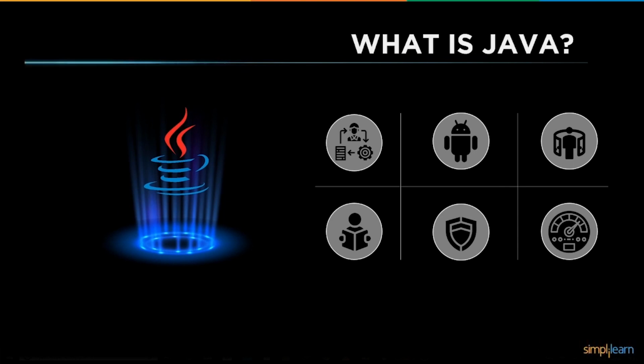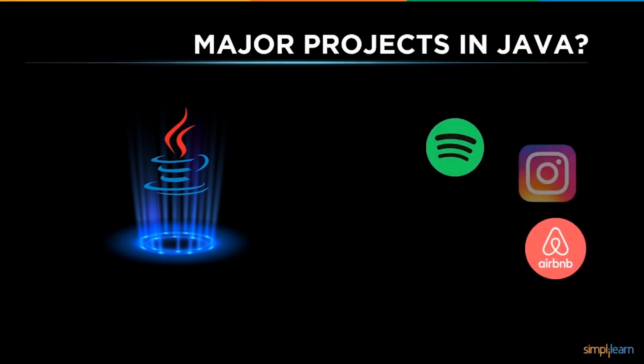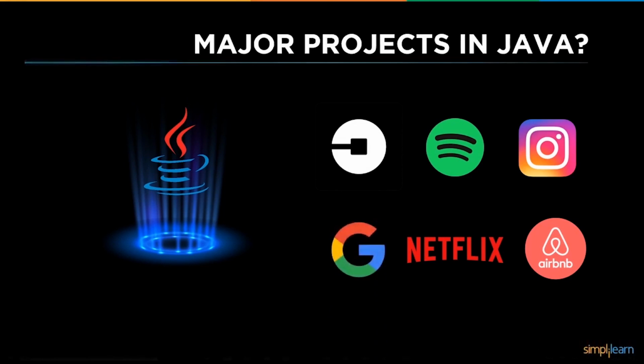So, this brings us to a question: who is using Java currently and which platforms are developed using it? Well, the list could never end, yet I could mention some of the major platforms. Applications like Uber, Spotify, Instagram, Google, Netflix, and Airbnb are being developed with and are in use of the Java programming language.